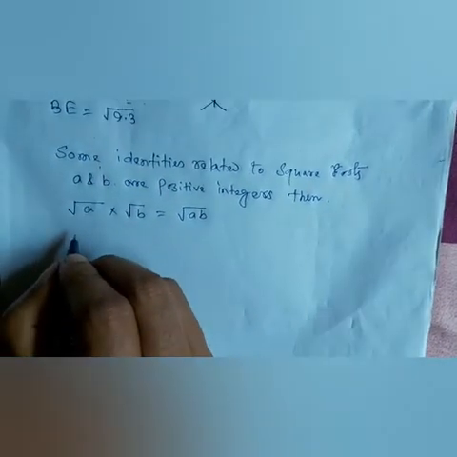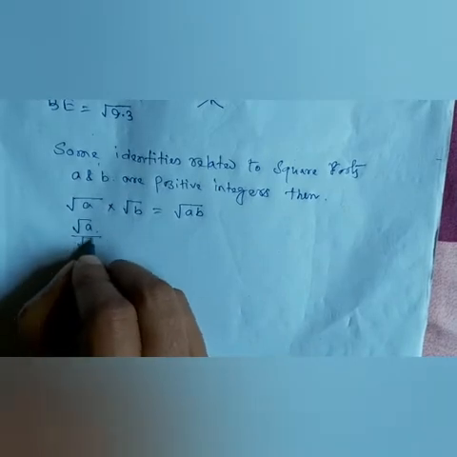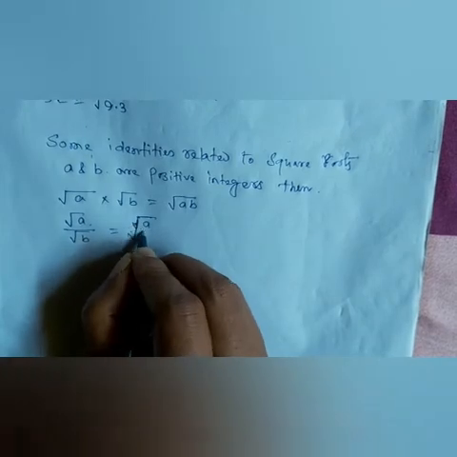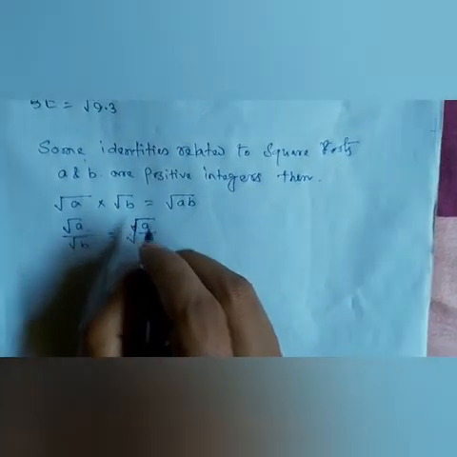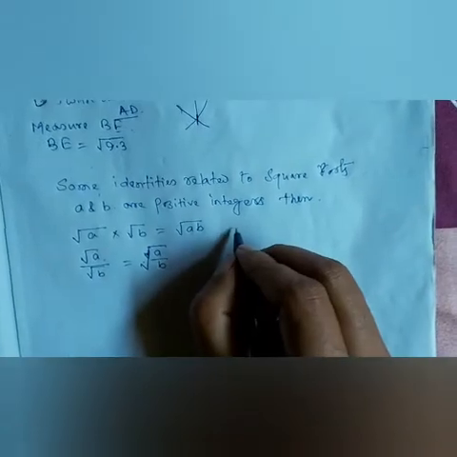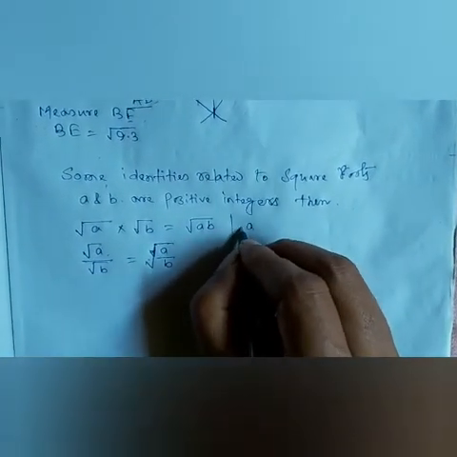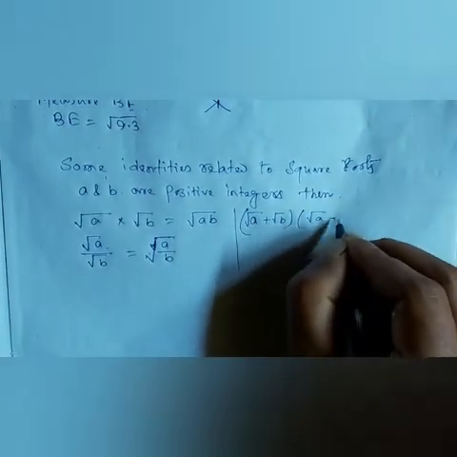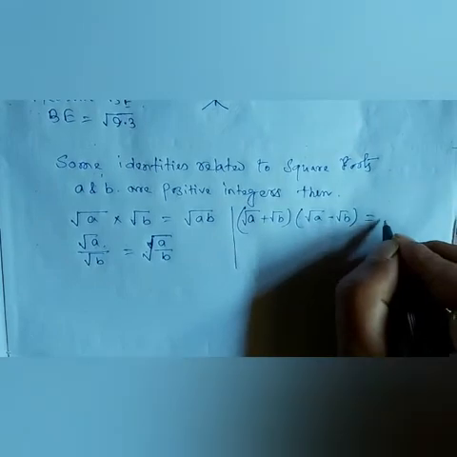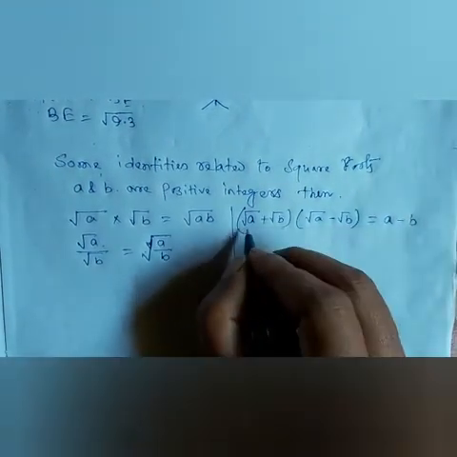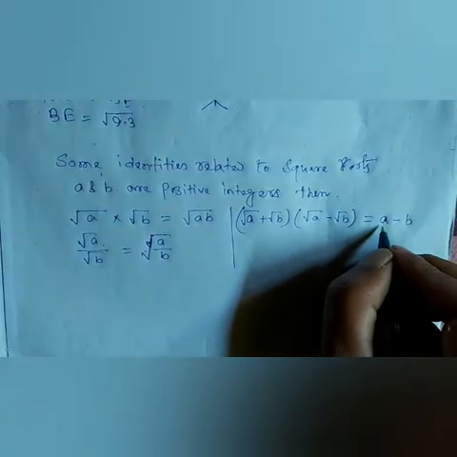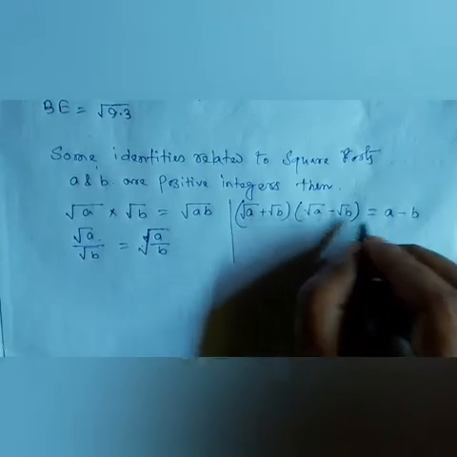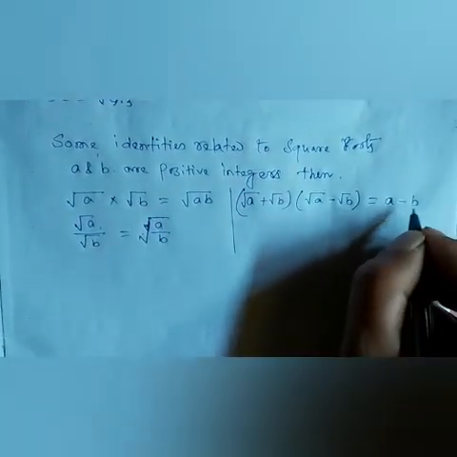Next one is root over A by root over B, this one is equal to root over A by B. Now root A plus root B into root A minus root B is equal to A minus B. That means root A whole square minus root B whole square, like A plus B into A minus B, so A square minus B square.